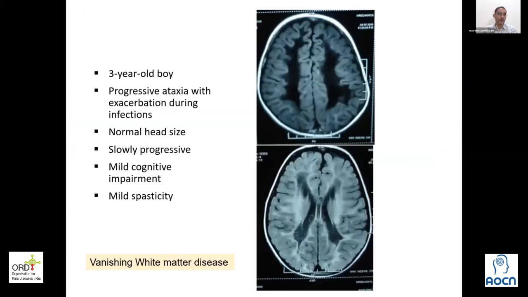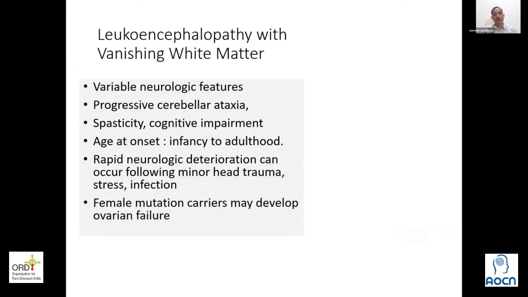Here you see a 3-year-old boy with progressive ataxia, which worsens when he has fever, and he has normal head size. His ataxia is very, very slowly progressive. He has some cognitive issues and mild spasticity, and this is the vanishing white matter disease. One more point regarding this disease is that while affected individuals have chronic ataxia, it is the mutation carriers, the heterozygotes, particularly females, who may develop premature ovarian failure.